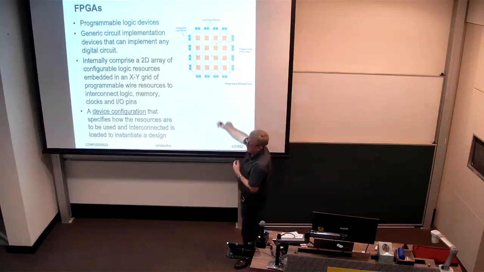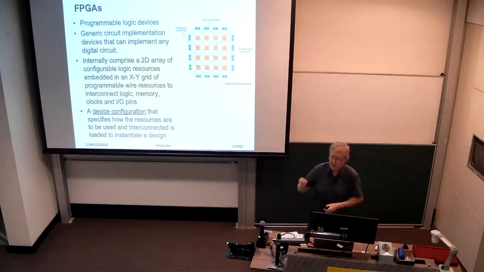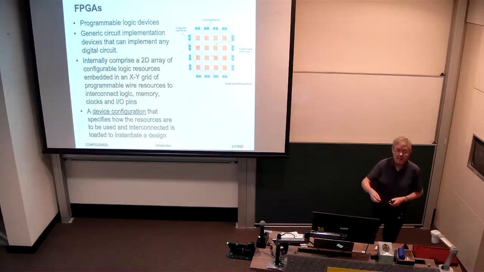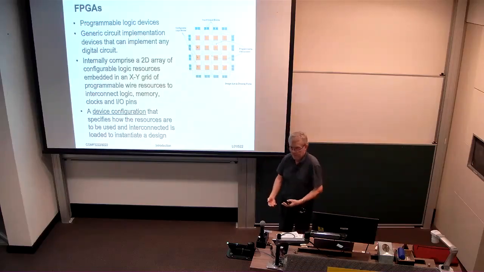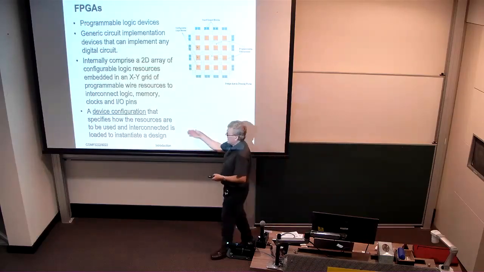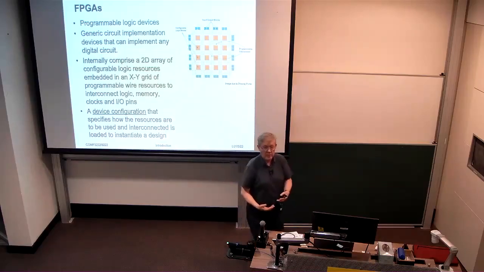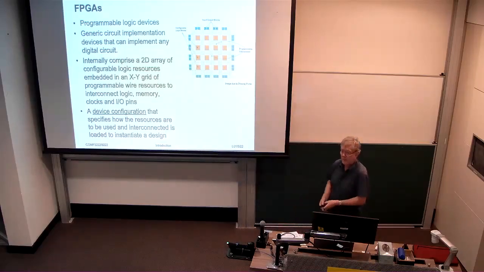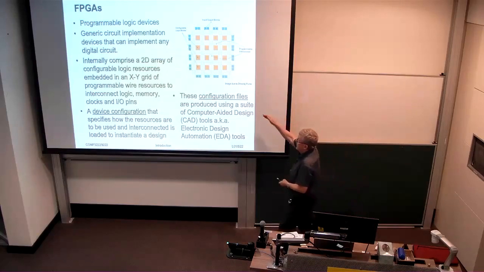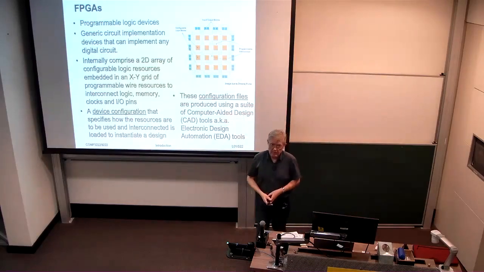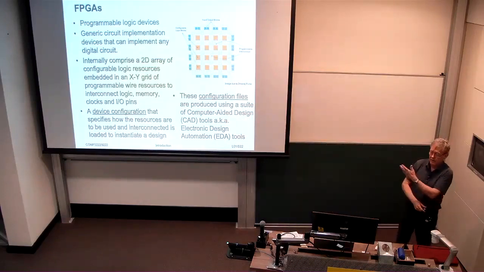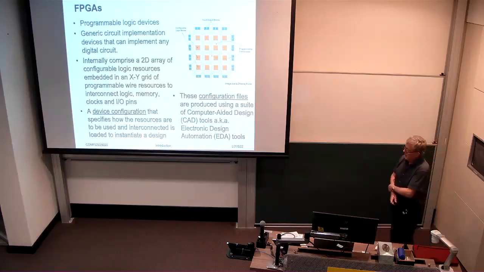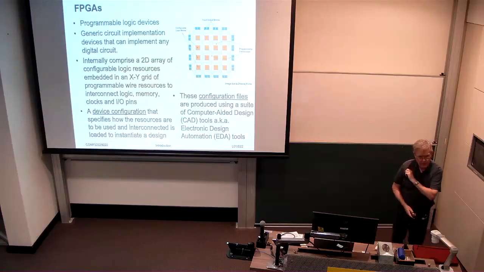So to configure a circuit into the FPGA, we have to tell each one of those configurable logic blocks what its function is. And we have to say how the wires should be connected together. That's known as a configuration of the FPGA. And this is provided as a file that has to be loaded onto the device before it will perform any useful work, right? And this configuration file, in turn, is produced using computer-aided design tools or electronic design automation tools. Okay, and we'll go on to speak about that in a moment. But are there any questions on this so far?